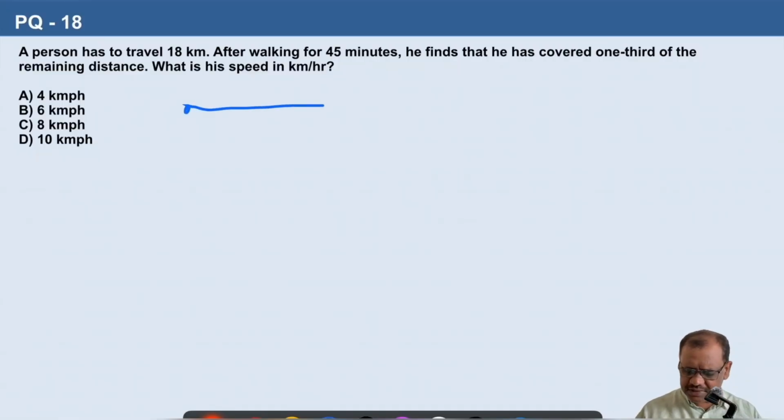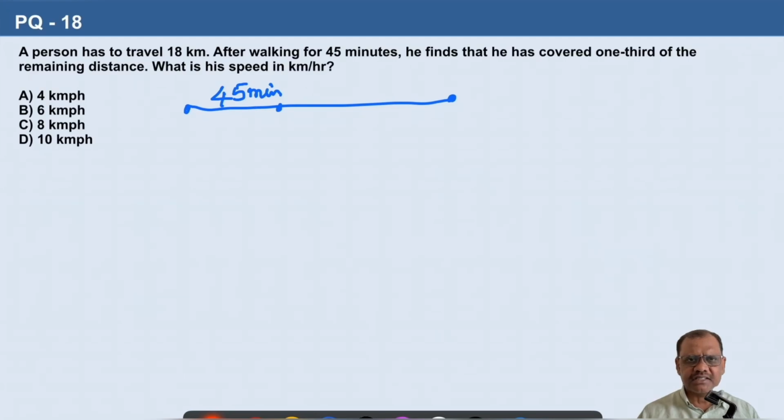So let us assume this as the total distance to be covered. The person has traveled for 45 minutes, and he found that this is 1/3 of the remaining distance. So if the remaining distance is x, the distance traveled will be x by 3. So you will get a fraction there. To avoid the fraction, what we'll do? We'll assume the remaining distance as 3x, and the distance already covered is x. 1/3 of 3x is x.